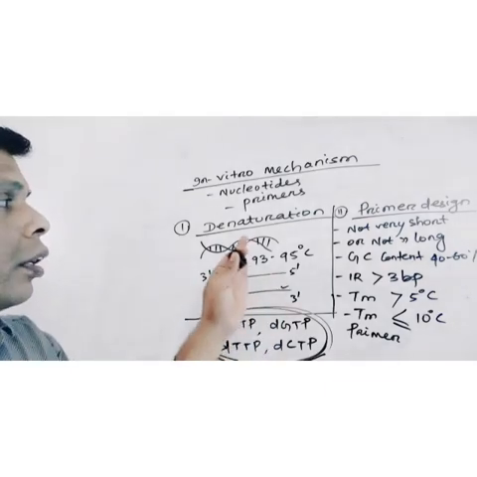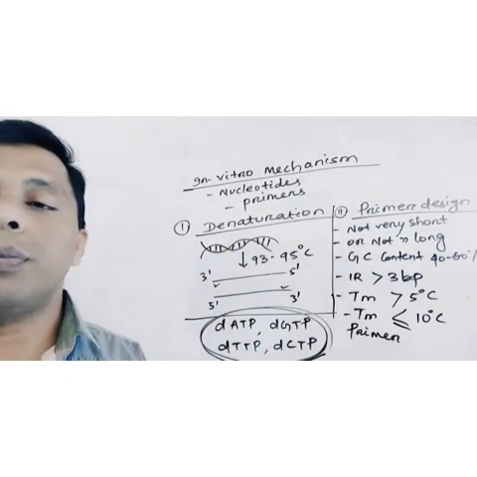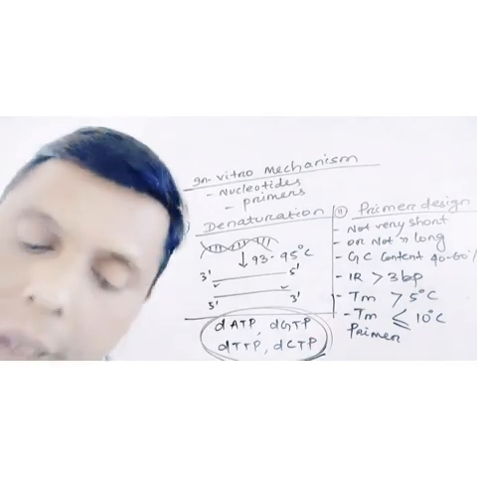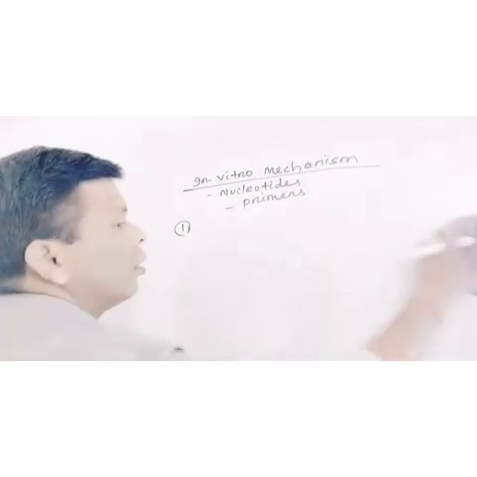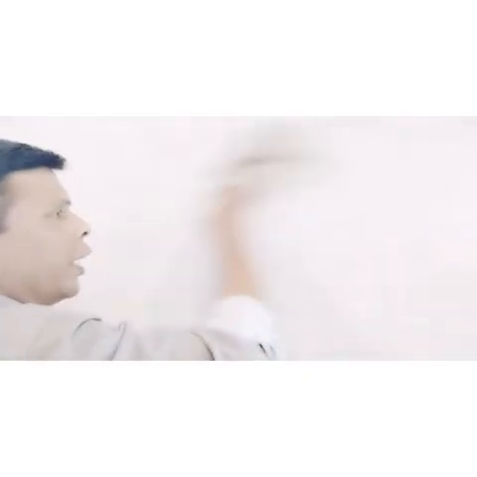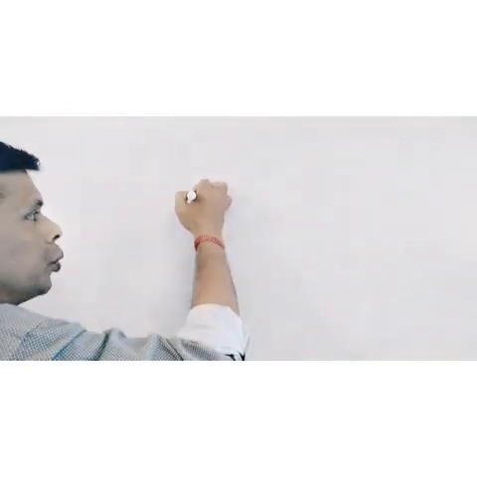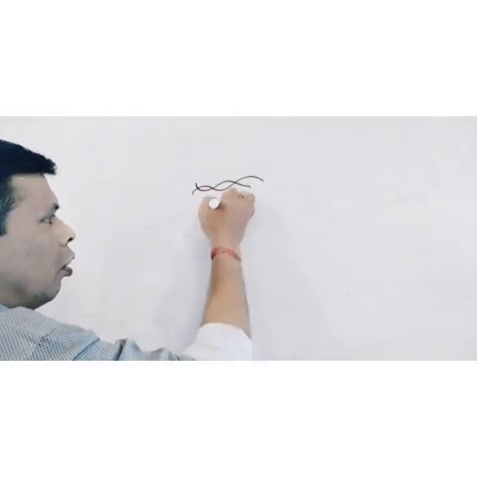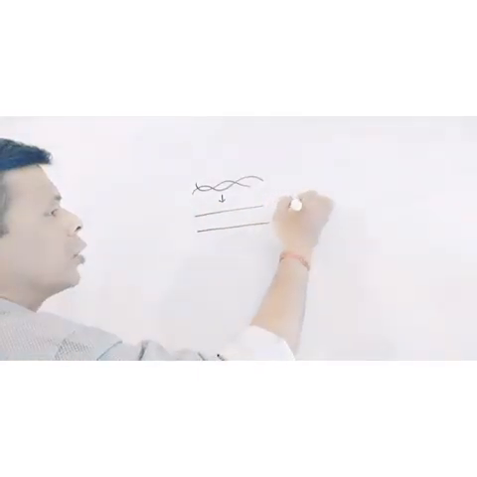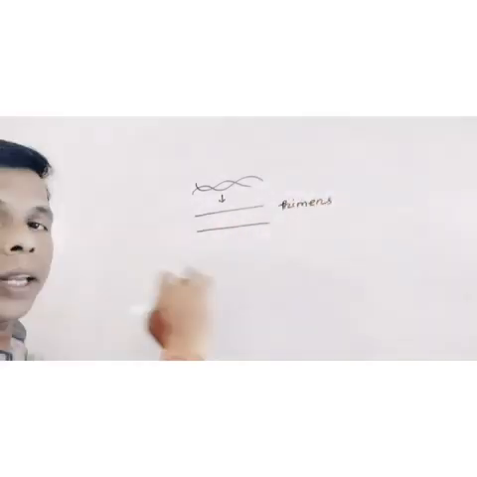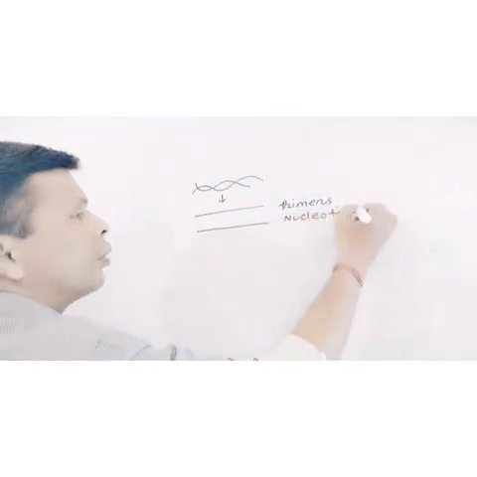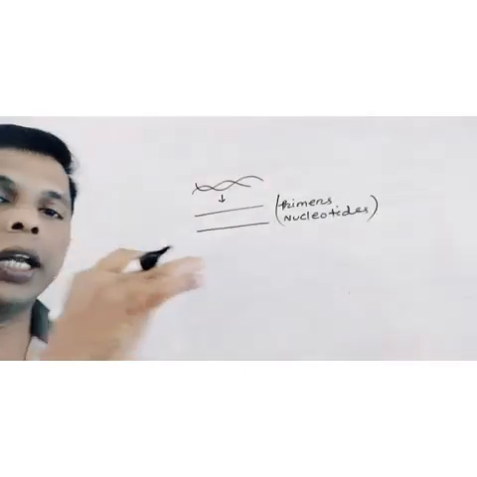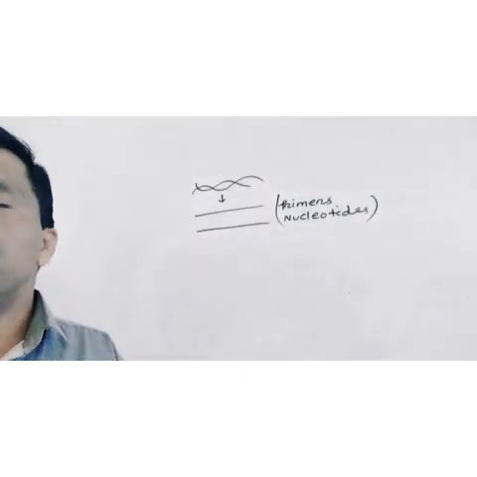Then after denaturation and designing the primer, we have to renature. Already the two DNA strands have been denatured. We have made primers according to the design, and also made nucleotides. After these two, primer and nucleotides, now it is the time to renature.